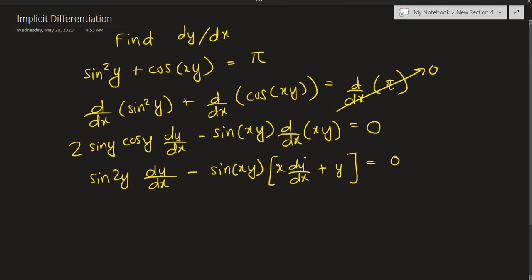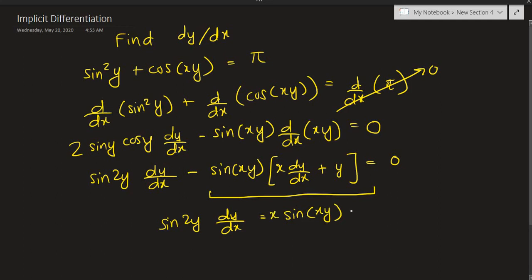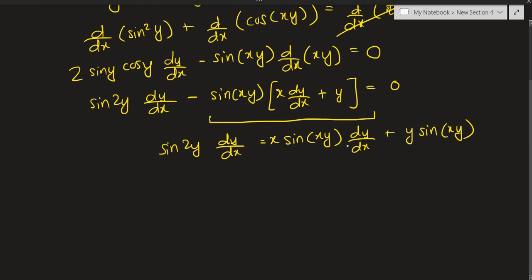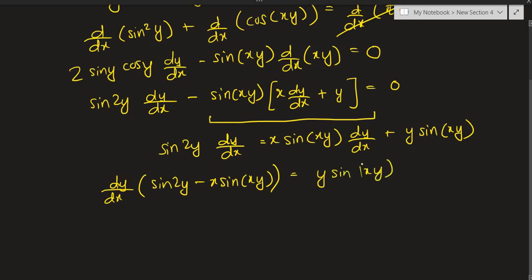Why don't we take the negative sine xy times whatever, basically this term, on the right hand side. So we have sine of 2y times dy over dx being equal to, now I'm going to expand the bracket, x times sine of xy times dy over dx plus y times sine of xy. Now I want to take the dy over dx term on that side and factorize the dy over dx. So we have sine of 2y minus x times the sine of xy being equal to y times the sine of x times y.